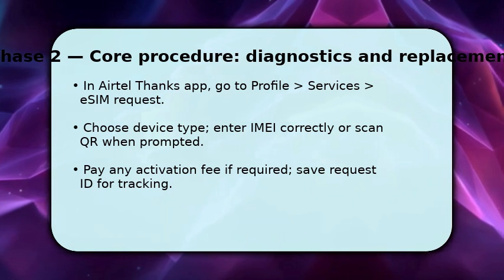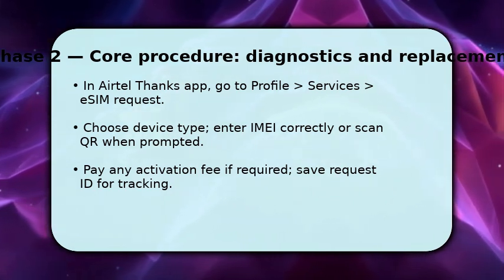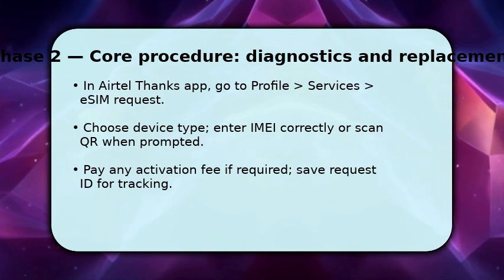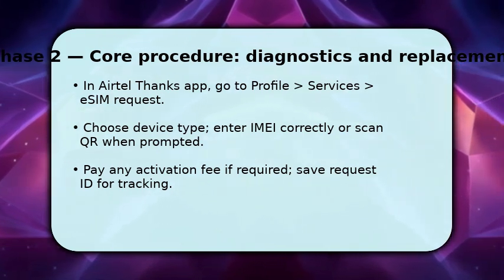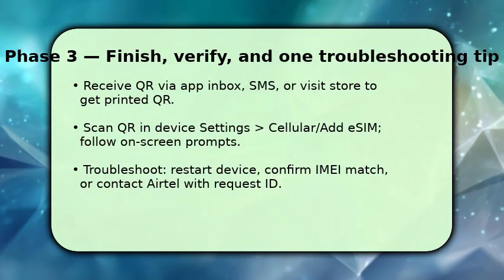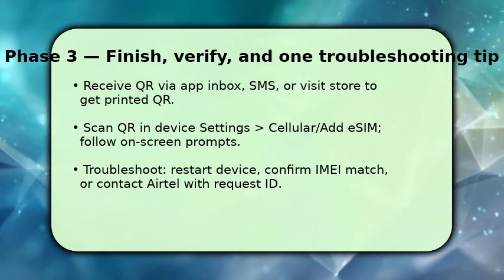The app gives you a request ID and estimated time. Make sure to keep the phone online and reachable so Airtel can push the next step. Once Airtel approves, you receive the eSIM QR code in the app inbox or by SMS. Alternatively, collect a printed QR at the store.